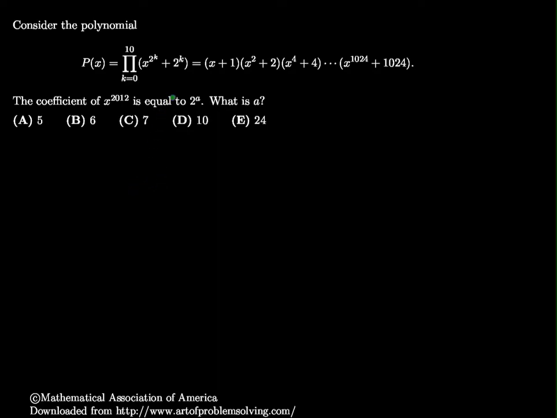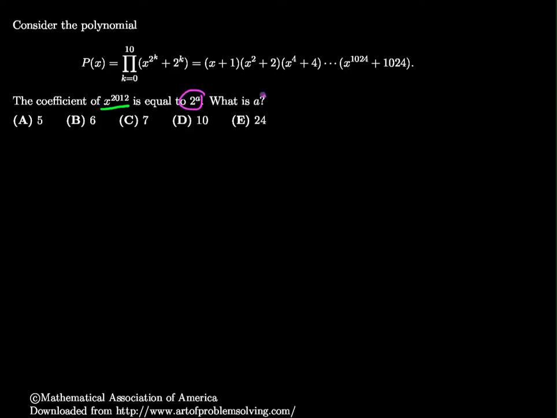Okay, so it says, consider the polynomial p of x equals the product when k goes from 0 to 10 of x to the 2 to the k power plus 2 to the k. And they are even nice enough to give you what that looks like. And they want to find the coefficient of x to the 2012th. Okay, and it equals 2 to the a. They want to find a.